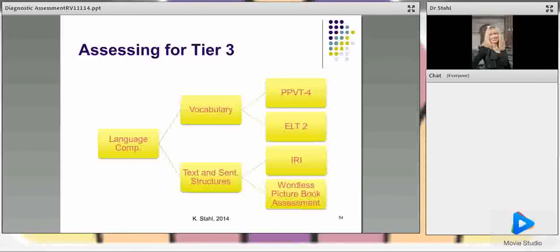If they have no sense of narrative structure, a wonderful diagnostic tool is the Paris and Paris research-tested wordless picture book assessment, which causes a child to have to identify a narrative structure, construct a whole narrative structure using just a picture book. And it is a wealth of information about that child who really has some difficulties retelling a story.